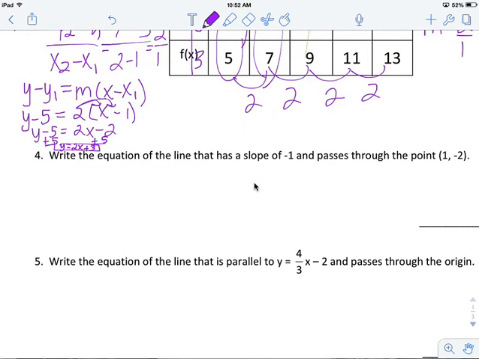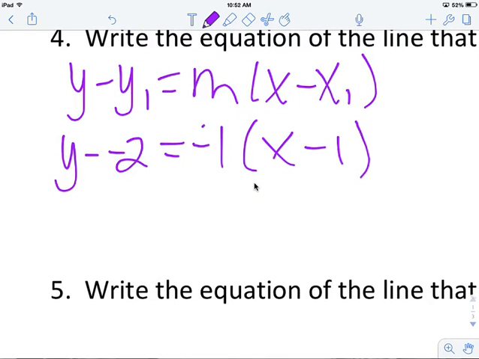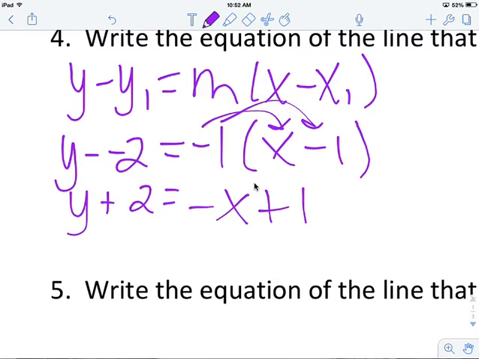For number 4, you're given a slope and you're given a point. So you can either use point slope form, or you can use y equals mx plus b. For this example, I'm going to use point slope form. I'm going to plug in negative 2 for y1, negative 1 for my m, and 1 for x1. Now all we have to do is simplify. So I have negative x plus 1 minus a negative is the same thing as adding 2. Be careful with your signs. And then we subtract the 2 to get y equals negative x minus 1.